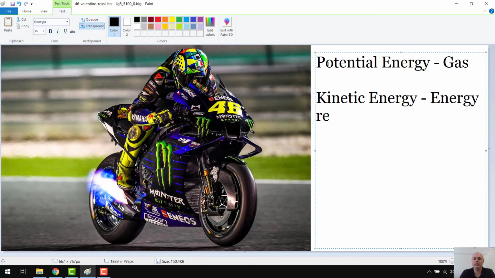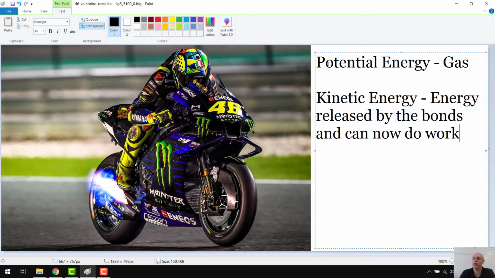Energy released by the bonds and can now do work. So the work that we saw was making the motorcycle's back tire spin, which then obviously propels the motorcycle across the pavement at really high rates of speed. So potential energy gets converted into kinetic energy.